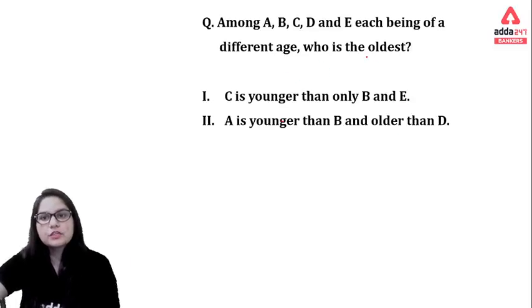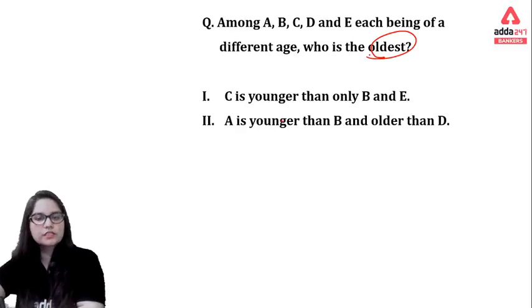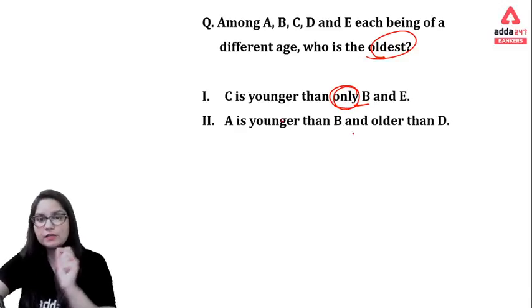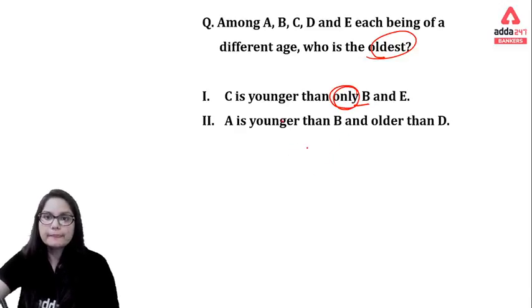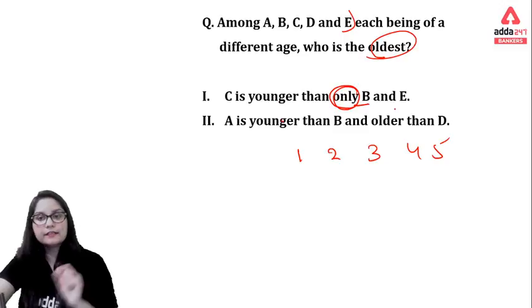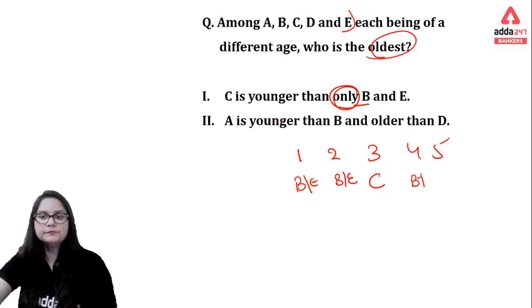Now here it is asking who is the oldest one. It is asking who is the highest one, the oldest one, the same thing. C is younger than only one person. C is younger than 1, 2, 3, 4 and 5, so in total we have 5 people. C is younger than only B and E, so we arrange C here.